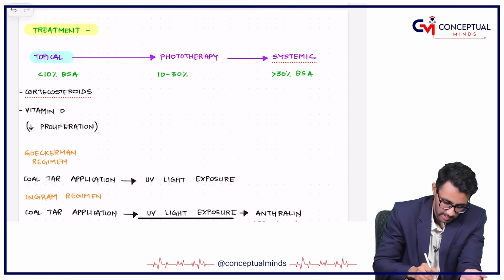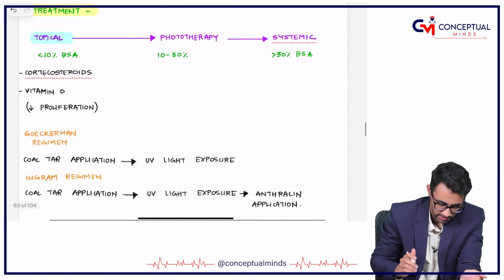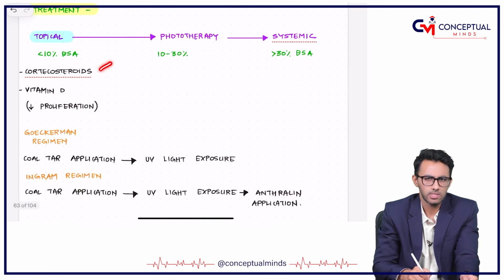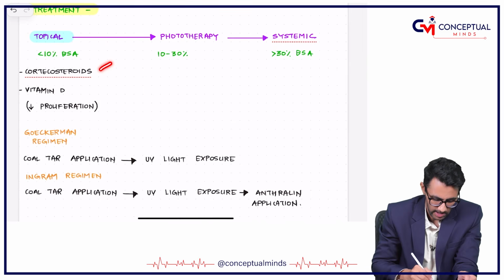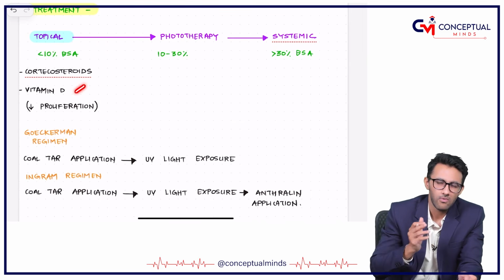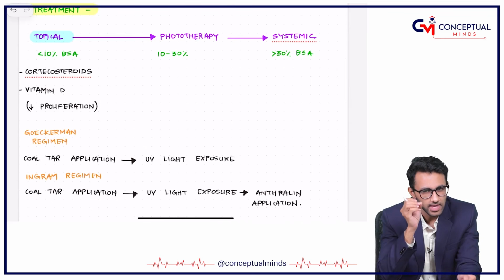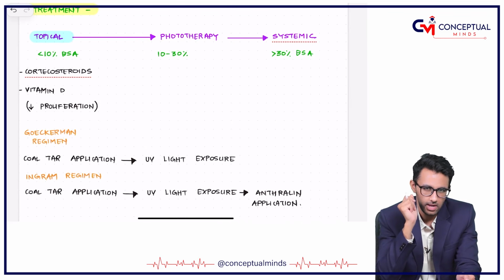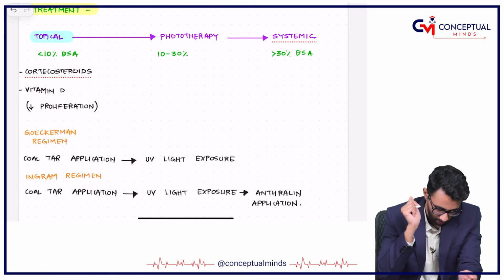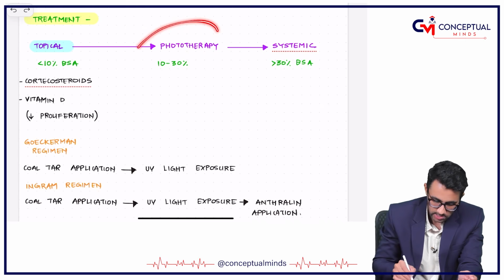First of all, we'll see about the topical ones. We have topical corticosteroids, and we would give vitamin D. Why vitamin D? Because it reduces the proliferation of the keratinocytes. We would give topical ointments which have vitamin D, which decrease the proliferation of the keratinocytes. Very important points.